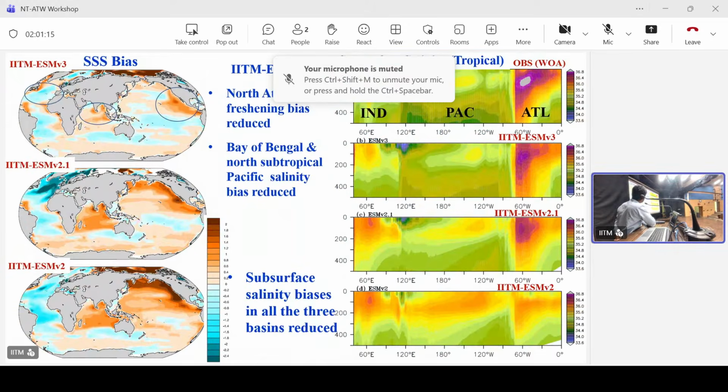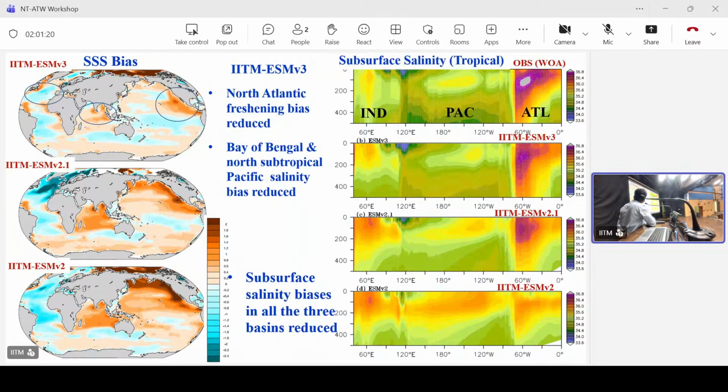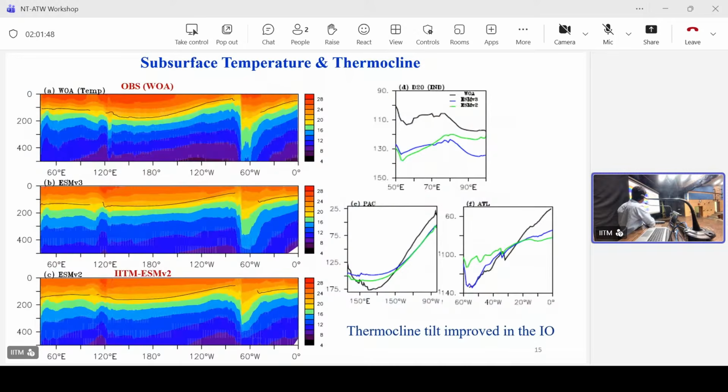So like I was mentioning, the SST, we also see changes in the salinity. So the North Atlantic freshening bias has also reduced here. And also we have seen a change in the Bay of Bengal and North subtropical Pacific salinity has reduced. And this is the subsurface for Indian, Pacific, and Atlantic region. We see the subsurface variability also in the three basins has reduced from version 2, 2.1 to 3. So we are well representing the subsurface structure and also the surface structure in the current version of the model. So this gave us an encouraging idea.